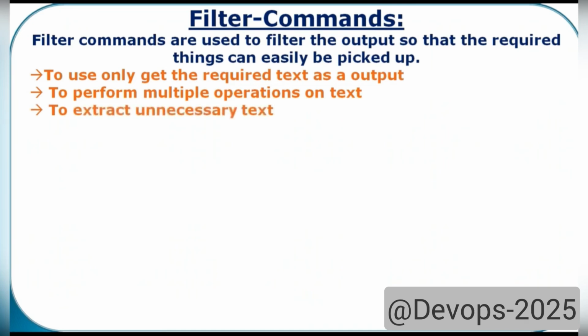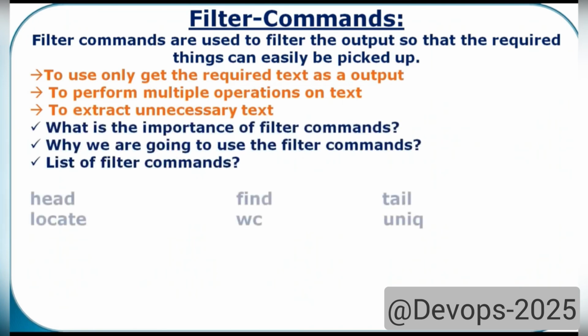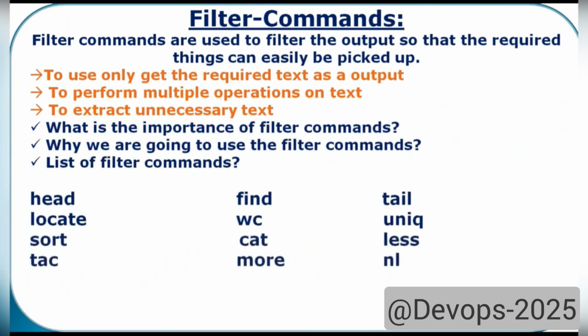There are many filter commands widely used in the Linux operating system. Let's list out the various types of filter commands which we use frequently. Here we can see head, locate, find, tail, wc, uniq, sort, cat, less, tac, more, nl, grep, cut command, sed command, awk command, find command, tee command, and tr command.